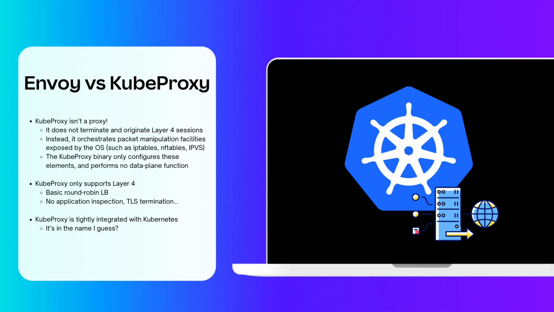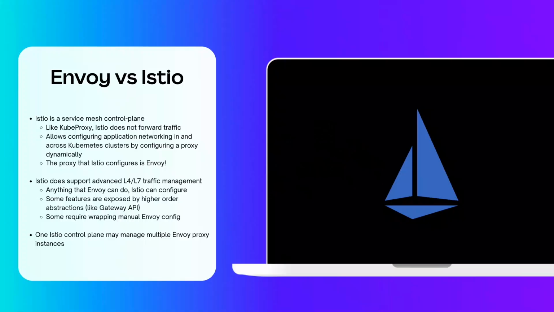Instead, it orchestrates the configuration of various OS-level packet manipulator facilities: iptables, nftables, IPVS. The kube-proxy binary only really configures these elements, and it performs no data plane function in its own right. Kube-proxy only supports layer 4, basic round-robin LB support, no application inspection, TLS termination, none of the cool features that we really want. It's very tightly integrated with Kubernetes, which doesn't really come as a surprise. It's in the name.